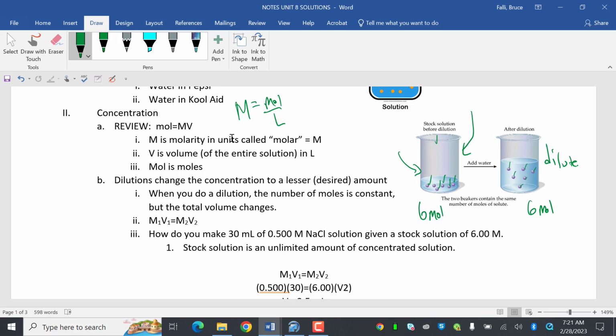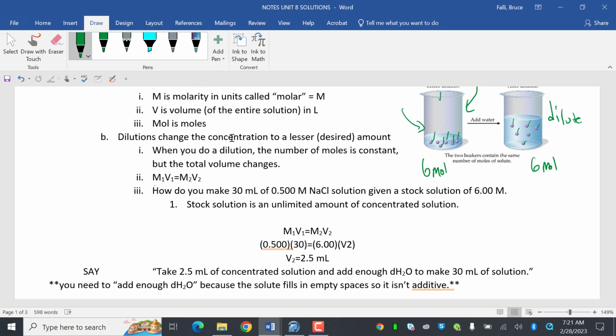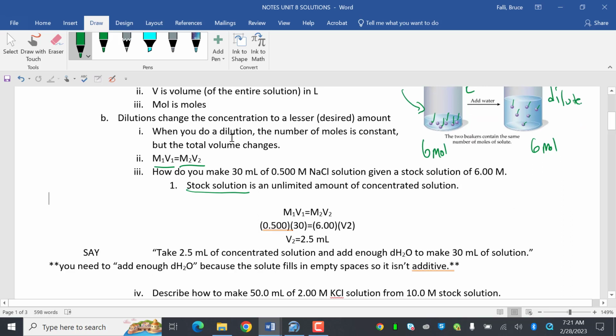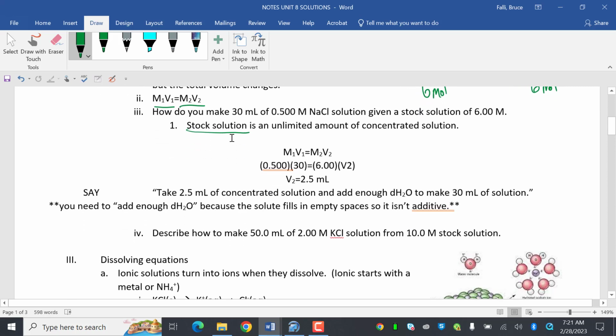The equation for it is M1V1 equals M2V2. The 1s are befores, the 2s are afters. So let's do a sample problem. How do you make 30 milliliters of 0.5 molar NaCl solution given a stock solution of 6 molar? A stock solution is an unlimited amount of concentrated solution. Really, it's not unlimited, but if you think about something being in stock, that means they have all you need for it. So let's take a look at this.